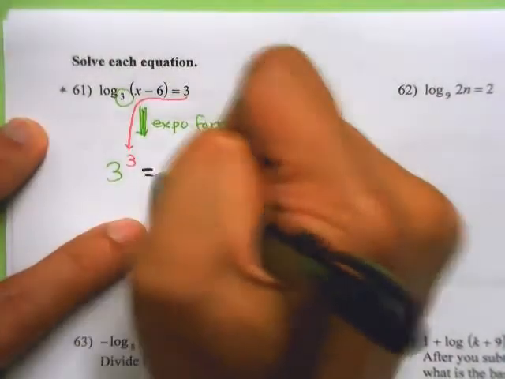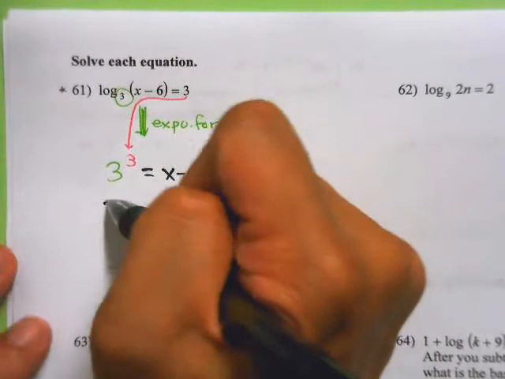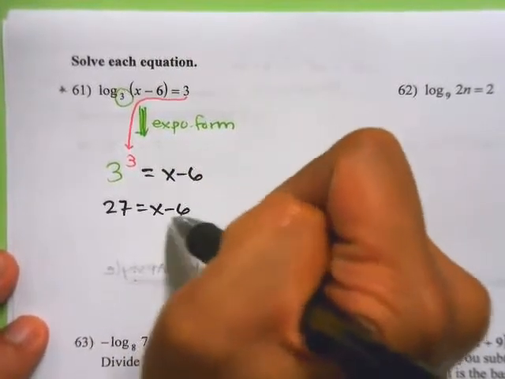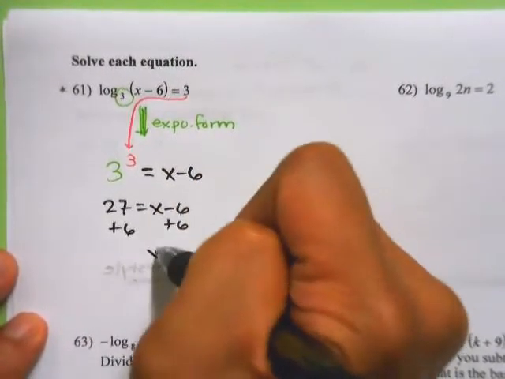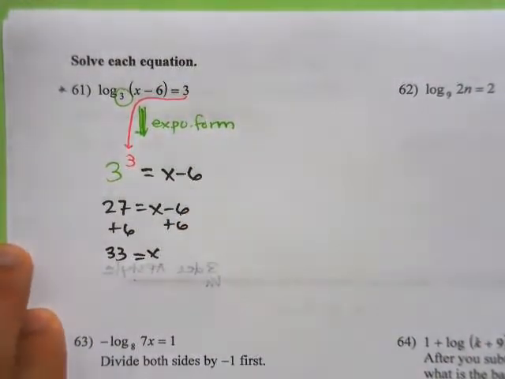And then your argument is x minus 6. You're almost done. 3 to the third power is 27. Add 6 on both sides, x equals 33. I'm going to ask you guys to have the habit now of checking your work.